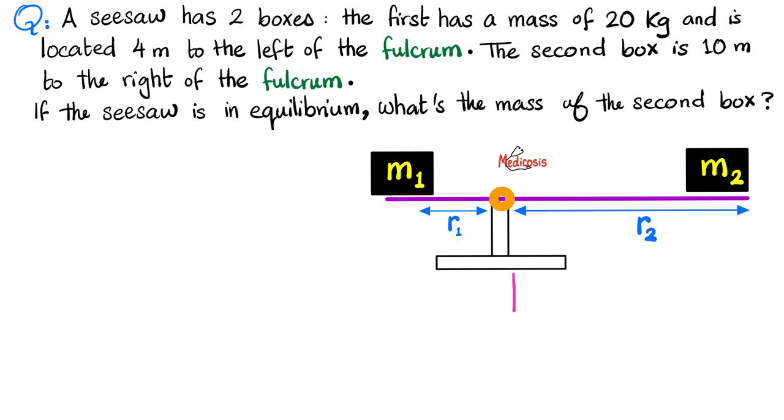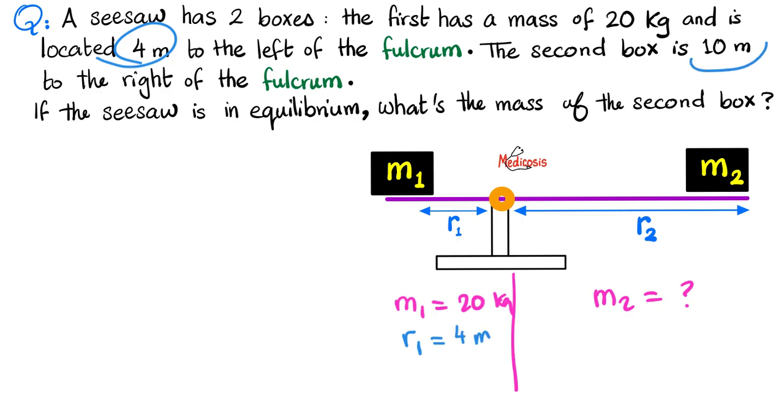What's the first order of business? Keep it organized and write down what you know. I know that the first mass is 20 kilograms. How about the second mass? M2 is the unknown. I know the first lever arm, which is 4 meters, so here is R1. How about the second? The second is 10 meters, so here is R2. Okay, now what? We want to find M2. And they said what? Equilibrium. At equilibrium, torque 1 equals torque 2. And what is torque, please?